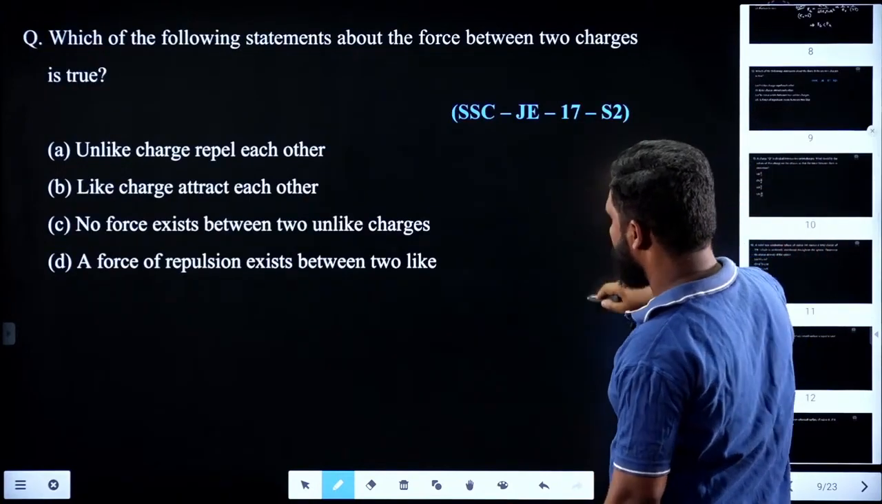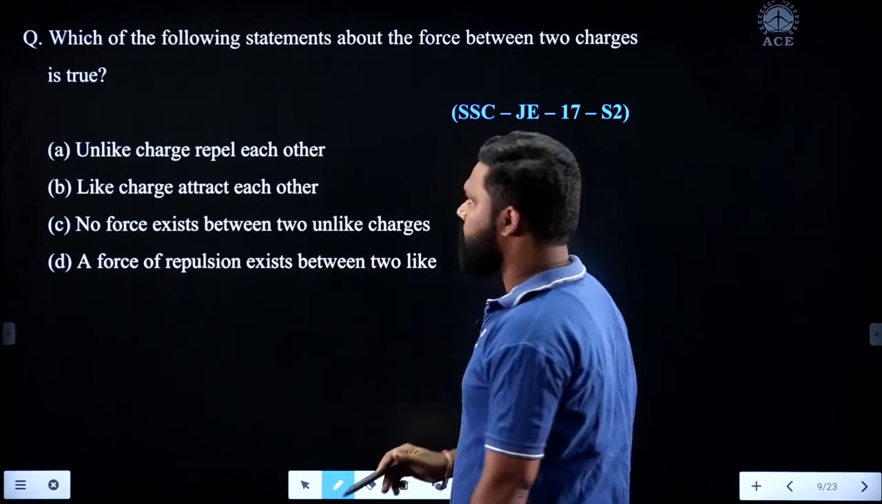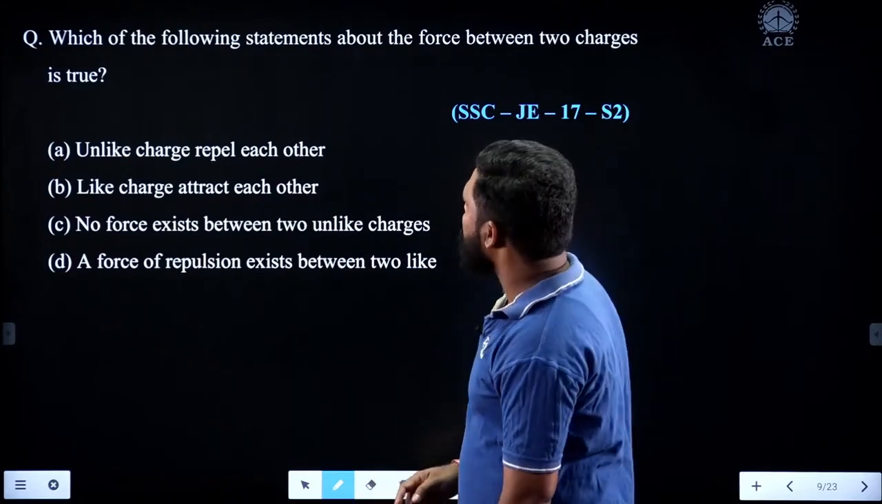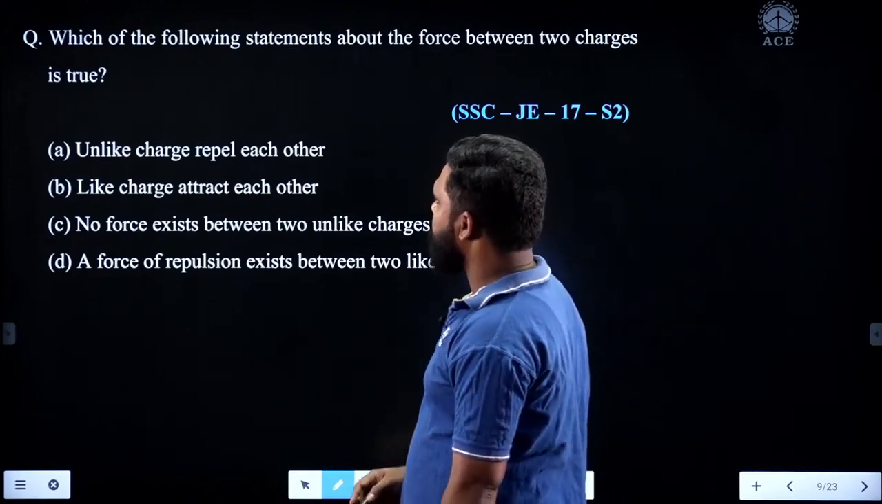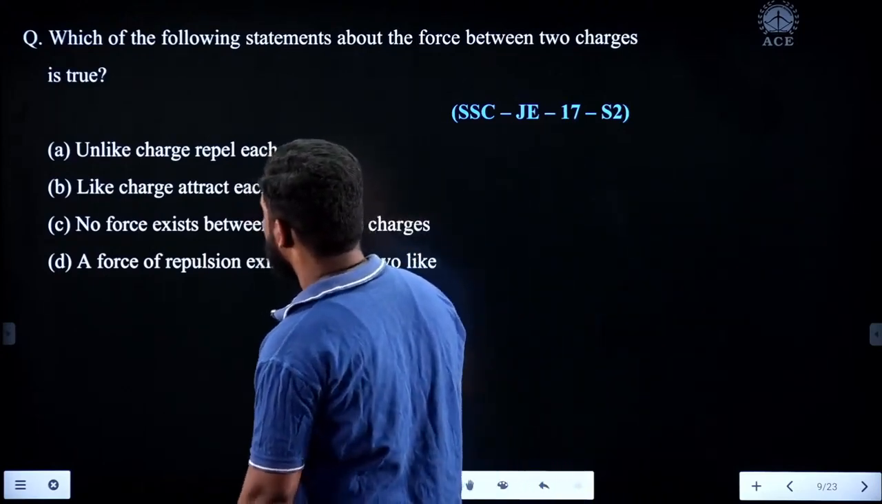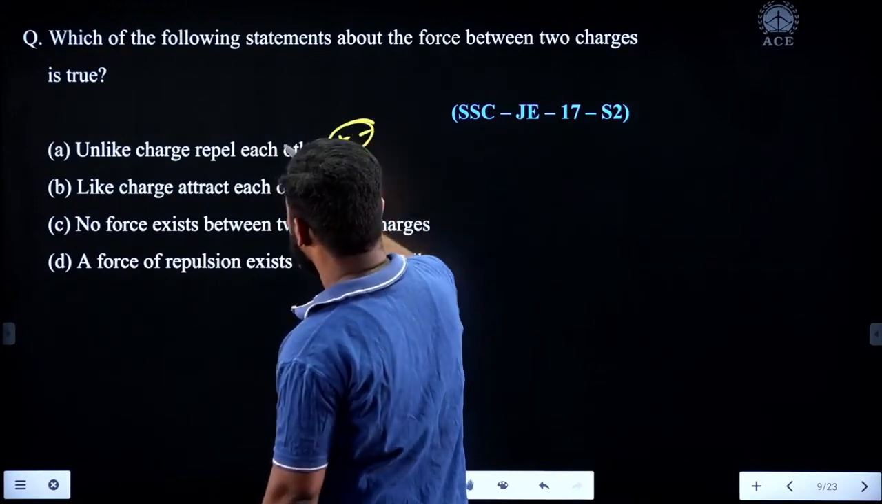Directly, this was an SSC JE question. Directly a theory question, you can answer that directly from the definition of Coulomb's law. Which of the following statements about the force between the two charges is true? Unlike charges repel each other. No. Unlike charges means positive and negative, they will attract. So this statement is wrong.